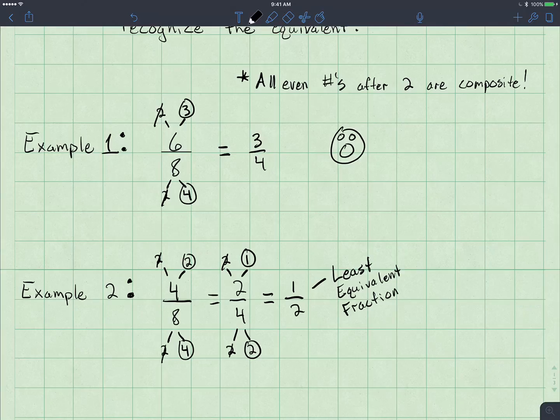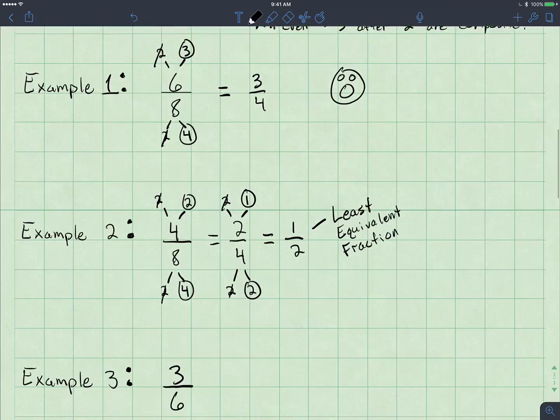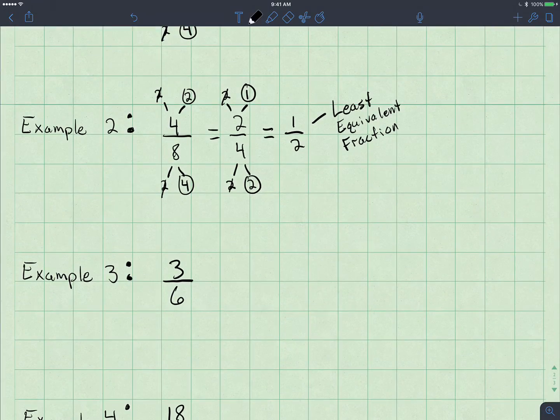Now for this, we probably had to go through more steps than we would have in any other problem. But for this, I think this will actually work. This will be pretty good. This worked for us. Let's try another example. Let's try 3/6.